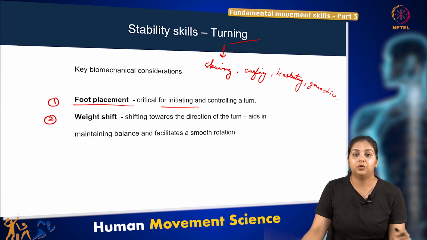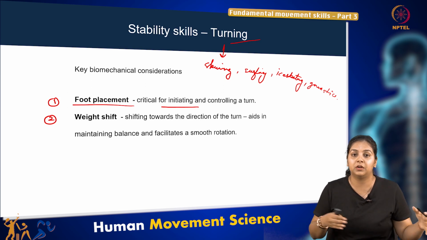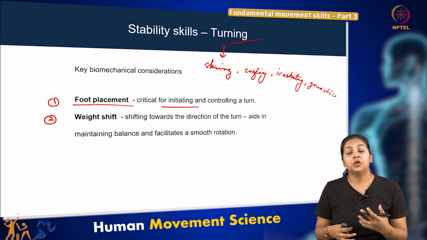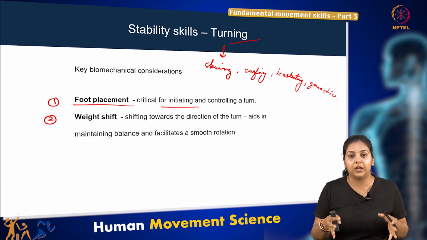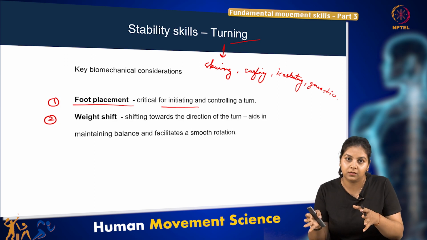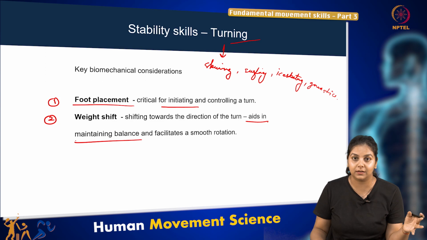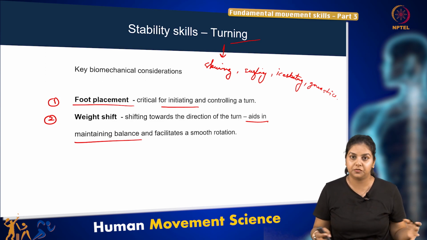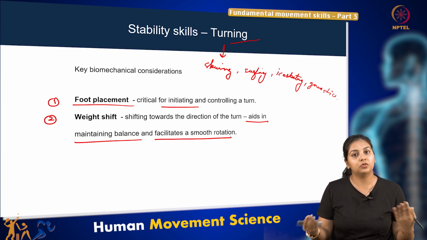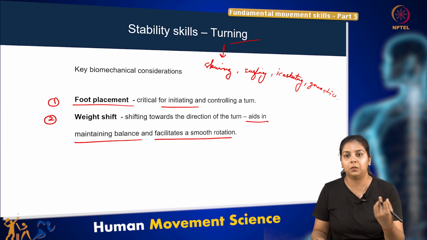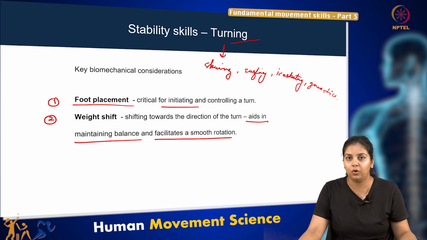Second most important thing during turning that you need to consider is the weight shift. So how is the weight shifting from the different directions? There is going to be an additional benefit or advantage if you start shifting the weight towards where you are rotating, right? So that is what aids you in maintaining balance. Efficient shifting of weight helps you in maintaining balance. It also facilitates a smooth rotation, right? So if you're moving the body weight in that particular direction, you're going to be smoothly transitioning or rotating.